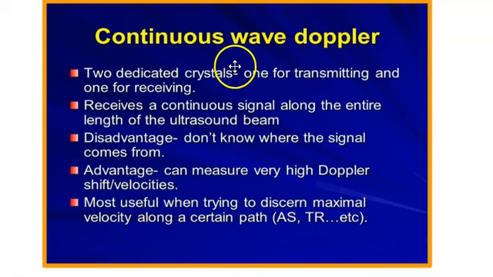When we turn on continuous wave Doppler, we have two dedicated crystals, one for transmitting and one for receiving. It receives a continuous signal along the entire length of the beam, not at a specific location like pulse wave Doppler at our sample volume or sample gate. The disadvantage: we don't know where the signal comes from. It's coming from all the way through the heart. The advantage: it can measure very high Doppler shift velocities, and is most useful when trying to discern maximum velocity in a certain path. We use this, of course, in AS and every other thing.